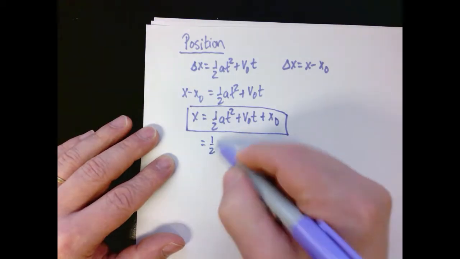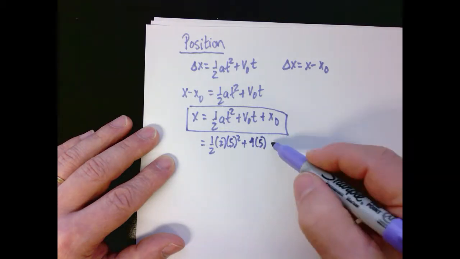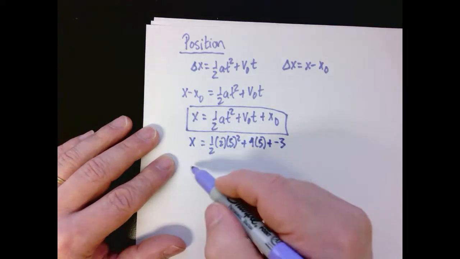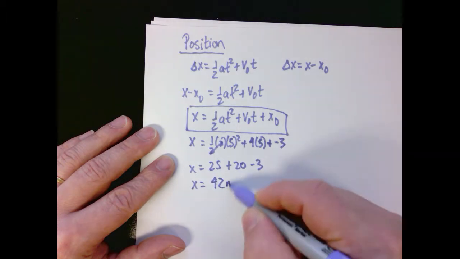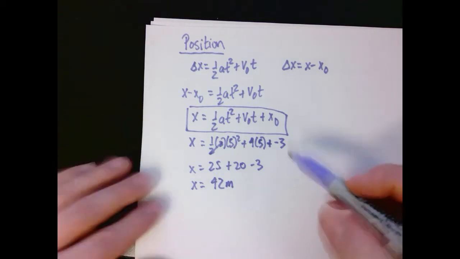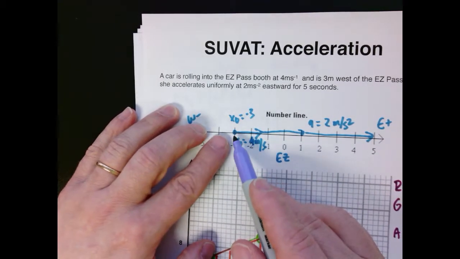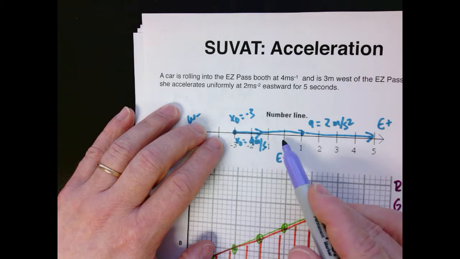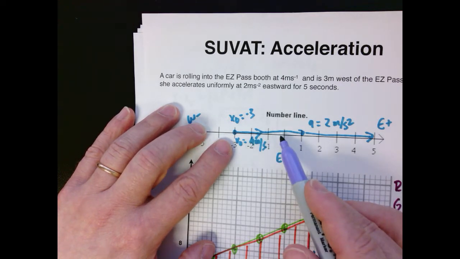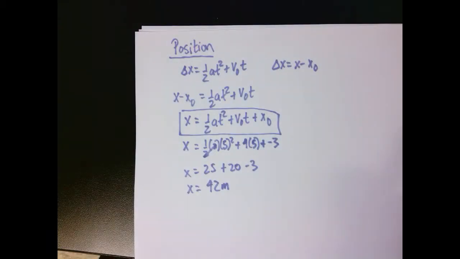Well, let's evaluate it. Our acceleration was 2, time was 5, our initial velocity was 4, time was 5, and our initial position was -3. 25 plus 20 minus 3 gives a position of 42 meters. Well, let's see if this makes sense. We have a position of 42 meters. We computed a displacement of 45 meters. They disagree with each other by 3 meters. Let's see if we can figure out why. The displacement is 45 meters in this direction. But this position is 3 to the left. So if you take off 3 out of that 45, that leaves 42. So it'll be positive 42. So that answer does indeed make sense, 42 meters as the position.